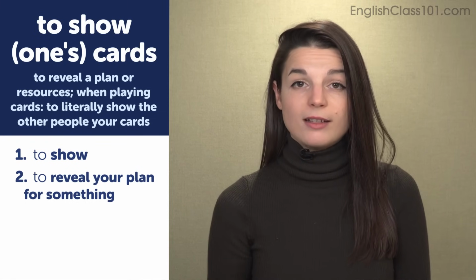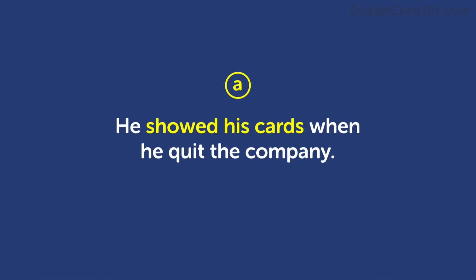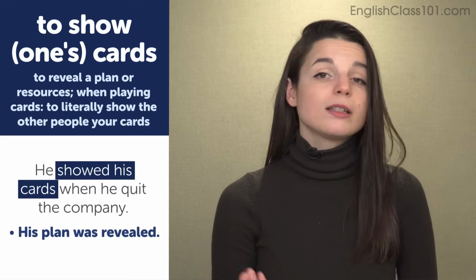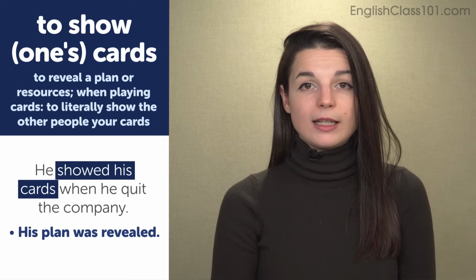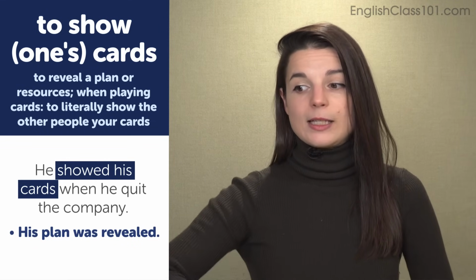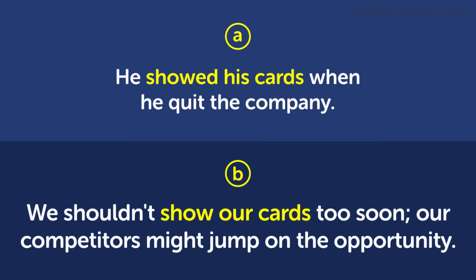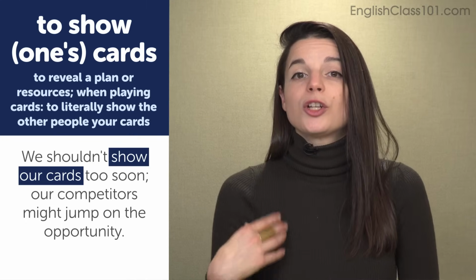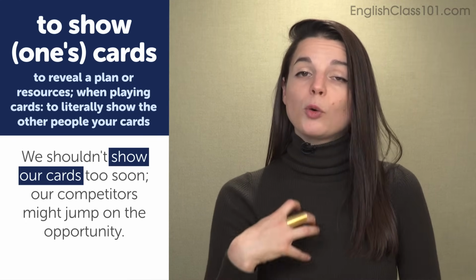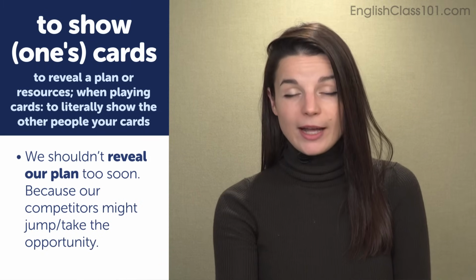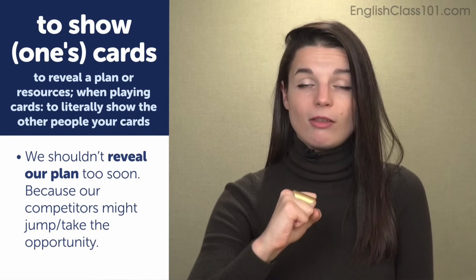So let's look at some examples of this. He showed his cards when he quit the company. So in other words, his plan was revealed. He revealed his plan when he quit the company. He decided to stop working there. His plan was revealed through his actions. Another example, we shouldn't show our cards too soon. Our competitors might jump on the opportunity. So we shouldn't show our cards too soon, meaning we shouldn't reveal our plan too soon because our competitors might jump or might take the opportunity.